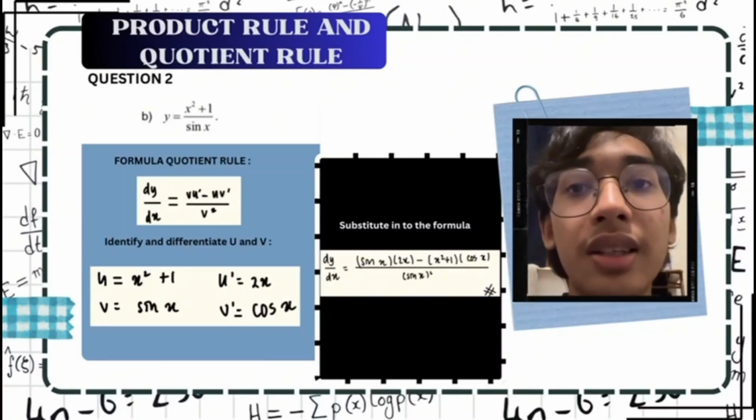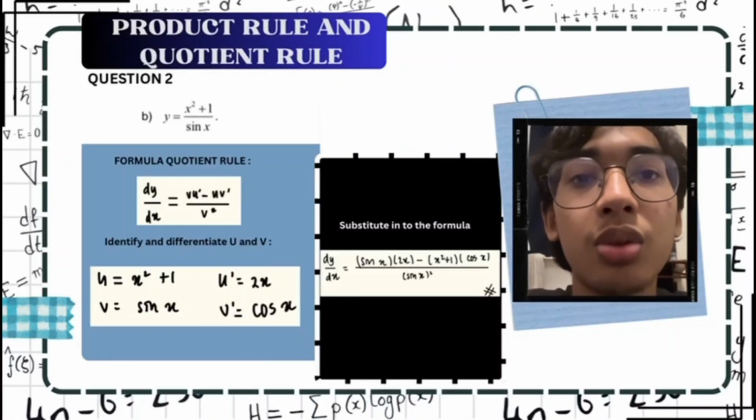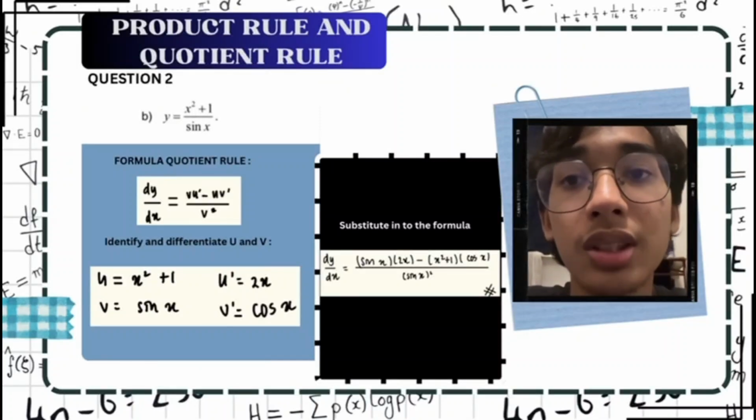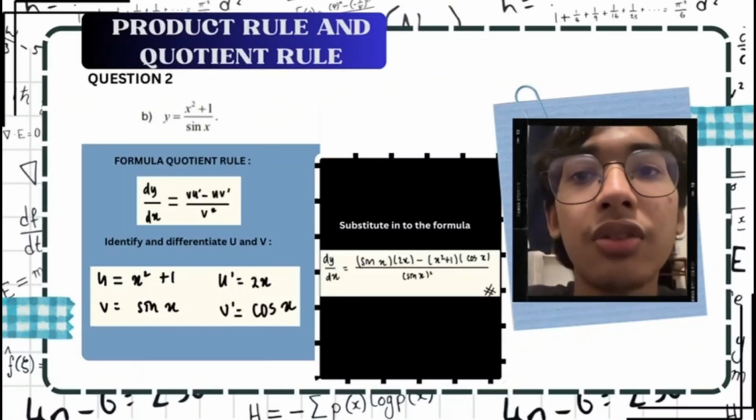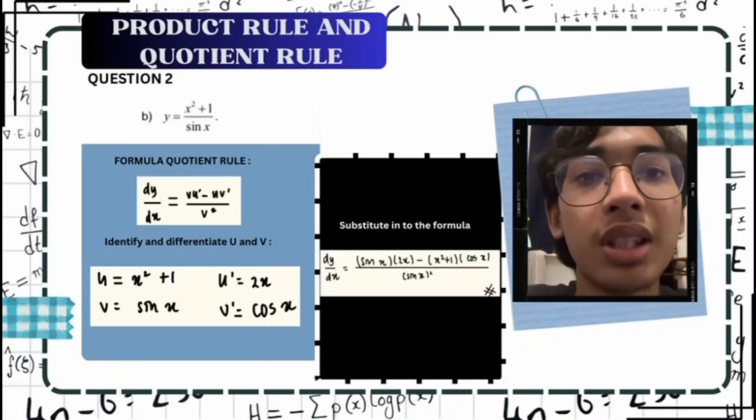In conclusion, this question shows how important it is to choose the correct differentiation method. For question 2a, we use the product rule, and for question 2b, we use the quotient rule. By identifying the form of the function first, the steps become much easier.